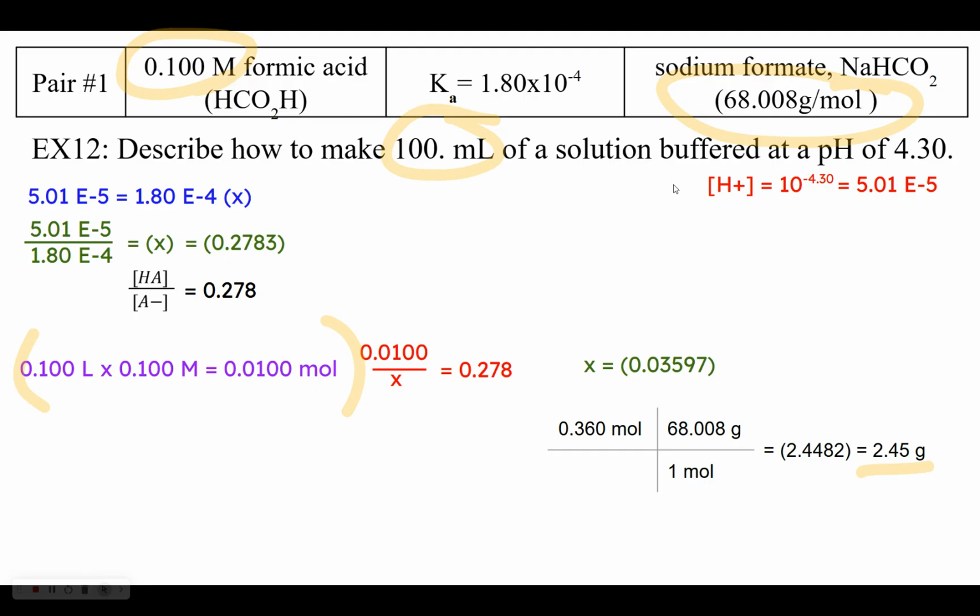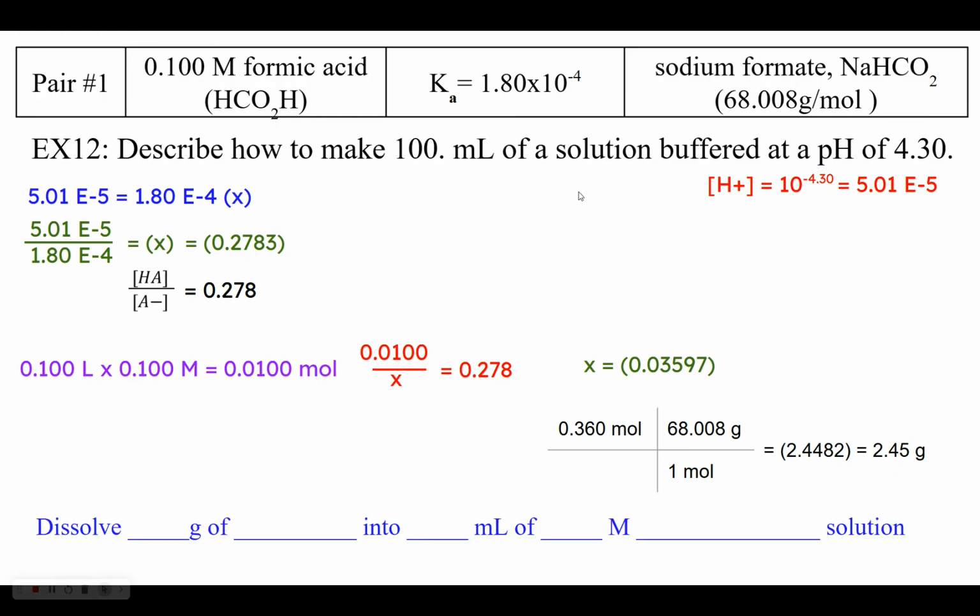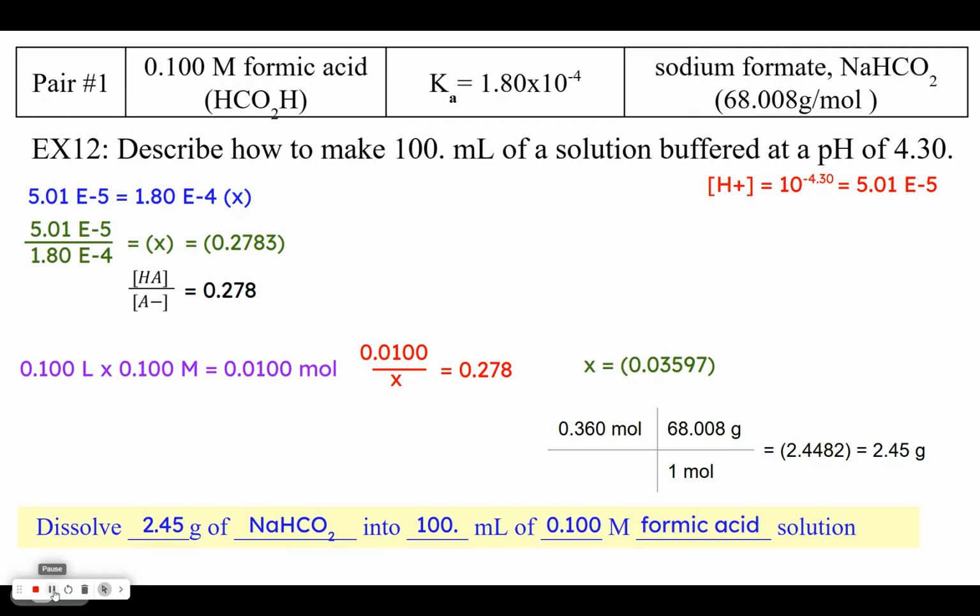We just had to do one extra little step here to find the moles of one of our substances because we didn't know which of our acids we were going to be using in this problem. And now that we've got all that information, we just have to plug it into that structure that I gave you. We're going to be dissolving 2.45 grams of that sodium formate into 100 milliliters of the 0.1 molar formic acid. Oops, that says sodium formate again. Let's fix that. There we go, a little bit better. So, just finding our ratio, using the ratio to find moles, and then turning moles into grams.